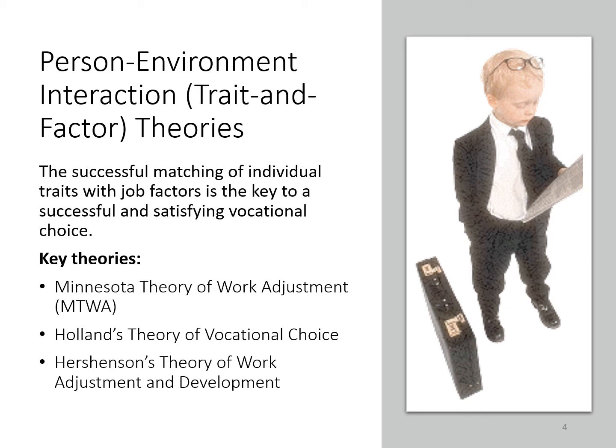Trait and factor theories of vocational development go as far back as the early writings of Frank Parsons, Choosing a Vocation. They hold that individuals need to understand their abilities, aptitudes, interests, and skills or traits and match these to the specific requirements and demands or factors of different occupations. A link to this article can be found in the additional resources for this module. Key trait and factor theories covered in this unit are Minnesota theory of work adjustment, Holland's theory of vocational choice, and Hershensen's theory of work adjustment and development.